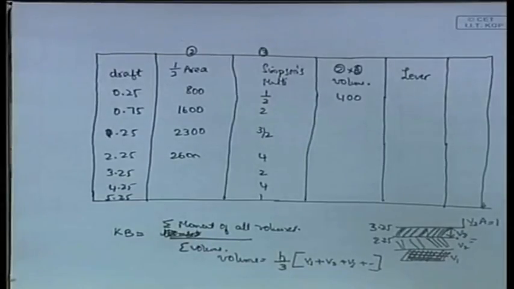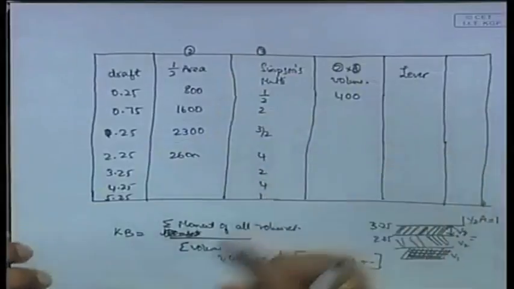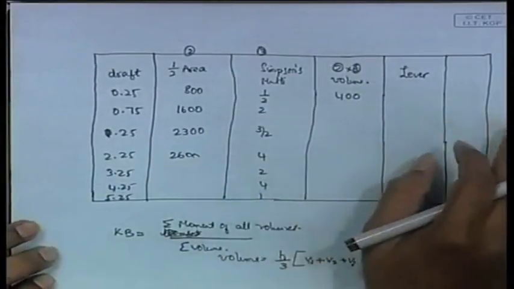Means you find one volume, you find the position of that volume, you multiply the position of the volume into the volume at that point, you sum each of them up like that, divided by the total volume, that will give you the position of Kb, the center of buoyancy. Okay, so that is the purpose. So lever is to find the position of each of those volumes.